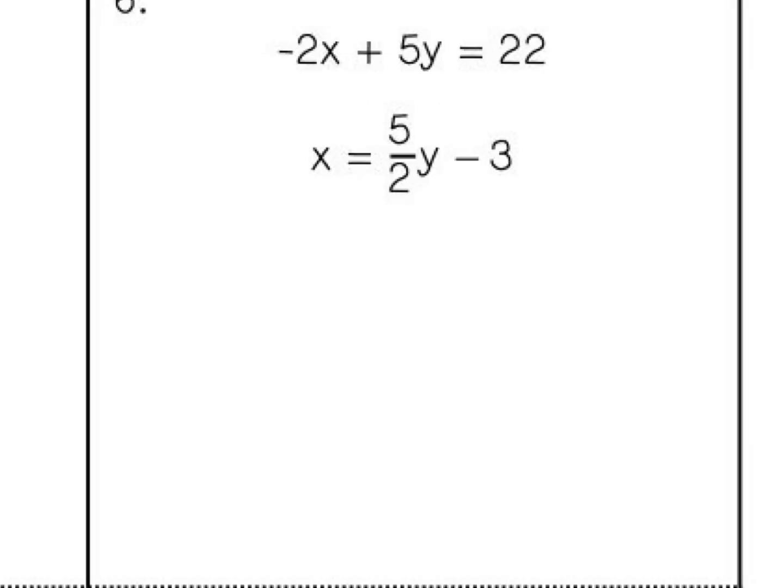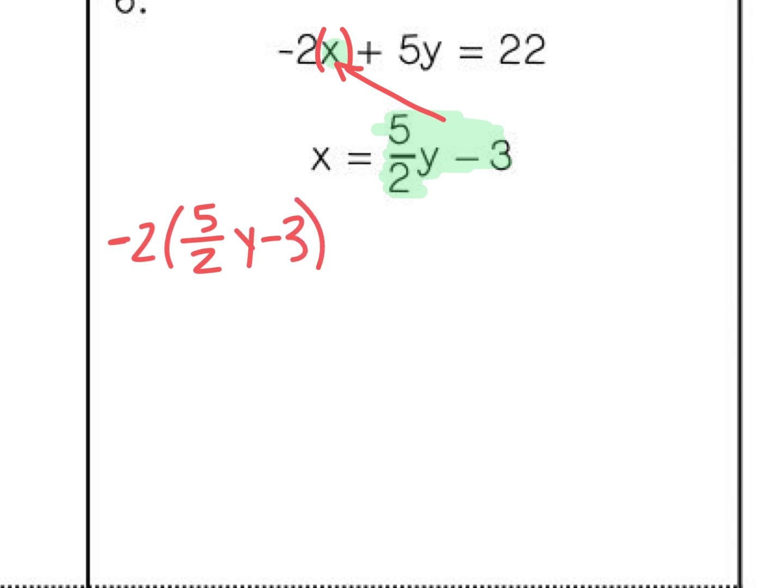All right, when we look at number 6, I chose this one because this one, you'll notice, is an x equals now. I wanted you to see it doesn't always have to be a y equals. So we're going to plug this in for x. Now remember, there's a number in front of it. So this is saying negative 2 times, and then we're going to put, in place of x, we have 5 over 2y minus 3. Don't forget to write the rest of the equation, plus 5y equals 22. So we've taken two equations and made them one.